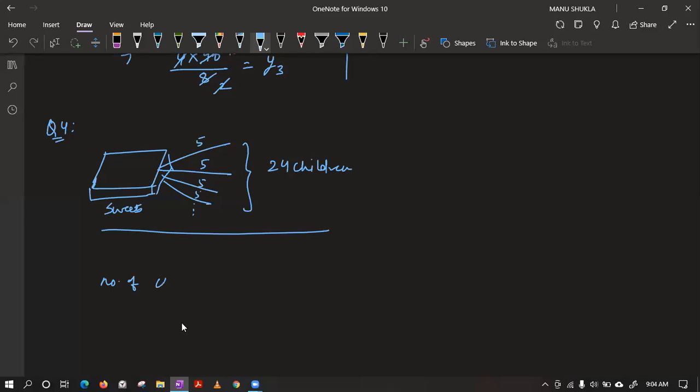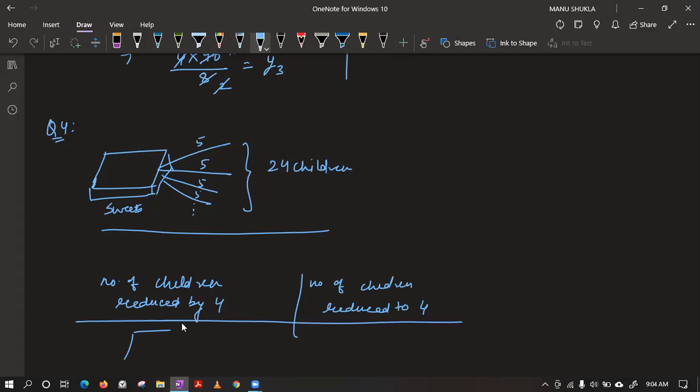Number of children reduced by 4, and number of children reduced to 4. Please tell me what value will come in the first box, that is, what is the value of x and what is the value of y. If the question is asking number of children reduced by 4, earlier there were 24, what will be the value of x in this case?